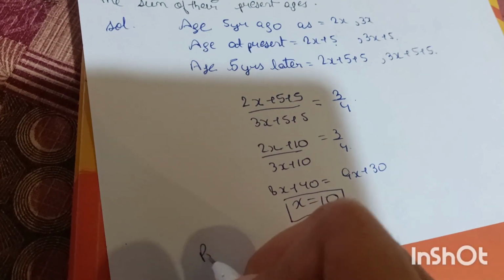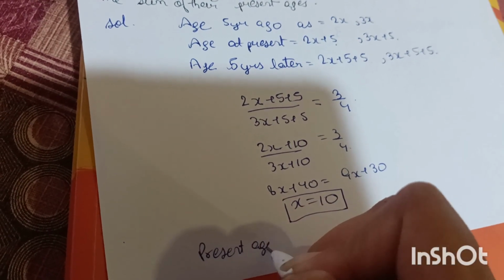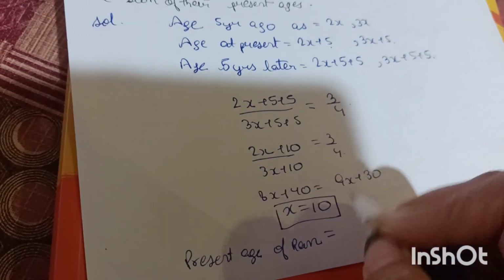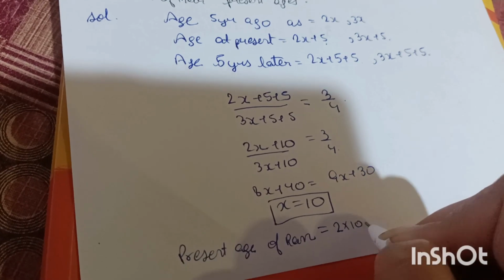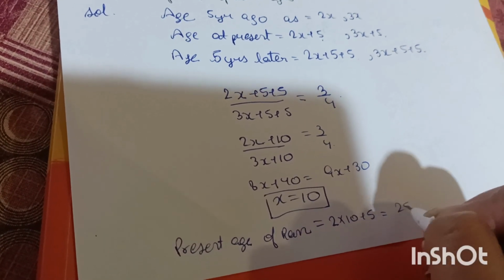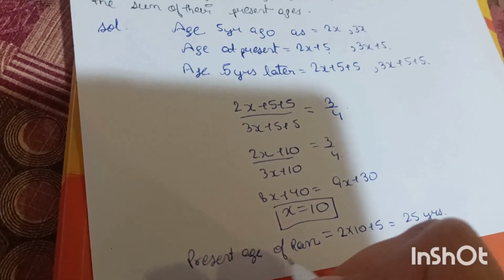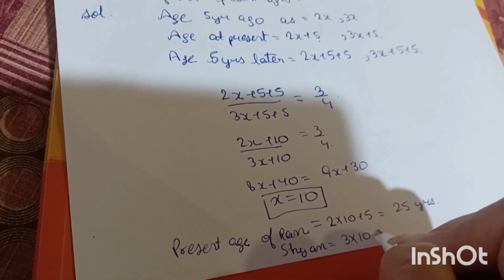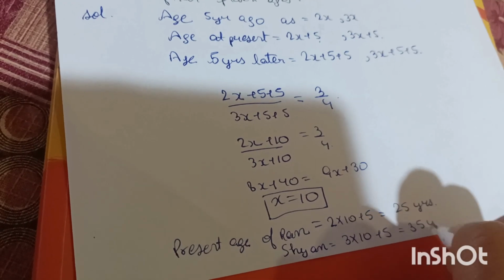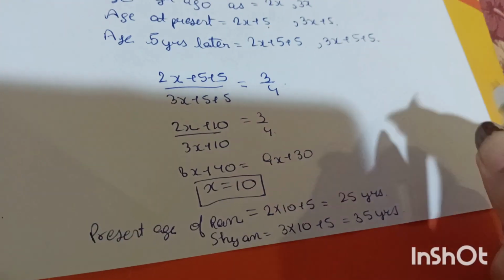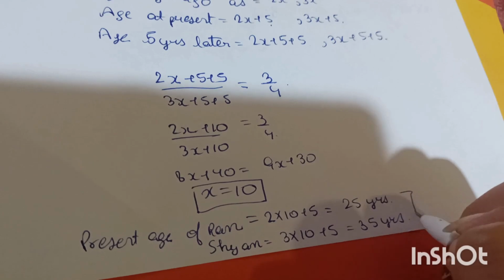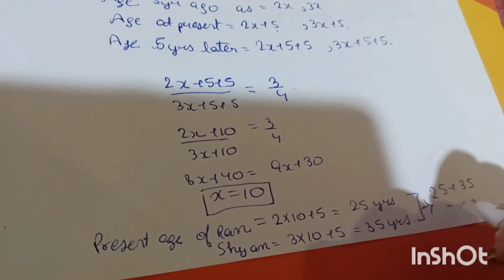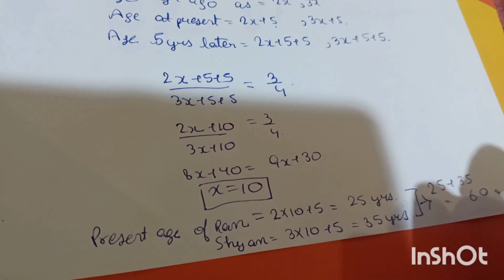Okay, so present age of Ram equals to 2 into 10 plus 5. You will get 25 years. Okay, of Sham, you will get 3 into 10 plus 5. You will get 35 years. Okay, so now for finding the sum, if you'll add this both, you will get 25 plus 35, 60 years.